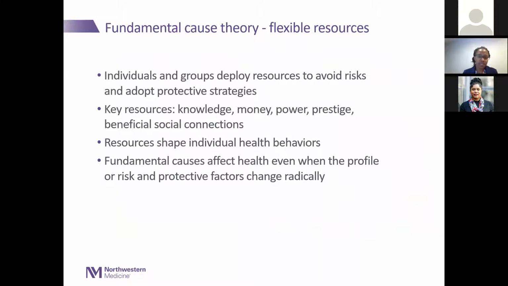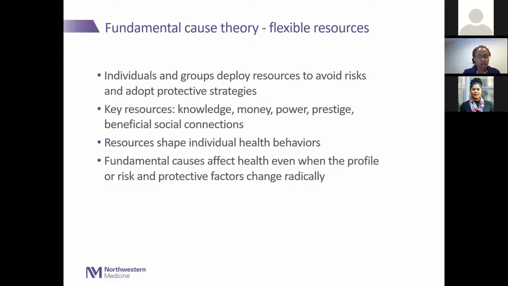And so getting back to this flexible resources idea, individuals and groups deploy resources to avoid risks and adopt protective strategies. These are resources like knowledge, money, power, prestige, and beneficial social connections. These resources are important because they shape individual health behaviors and allow people to adapt even when the profile of risk and protective factors changes radically. So this is why we see this pervasive link between segregation and health, because these resources come with the opportunities afforded to people in different neighborhoods.